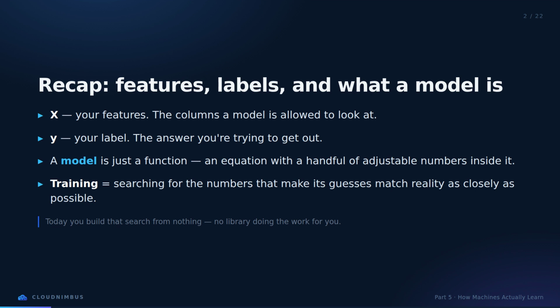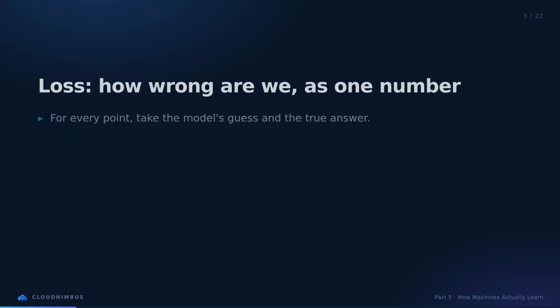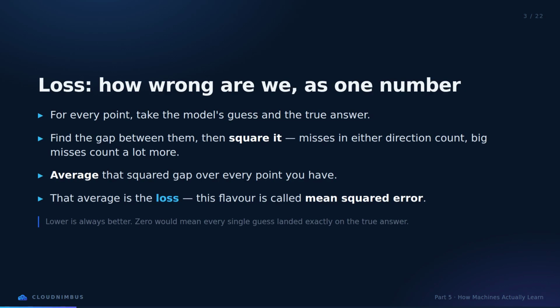What actually is a model? Strip away the mystique, and it's remarkably plain. A model is a function, an equation, with a handful of adjustable numbers inside it. Training a model means nothing more than searching for the values of those numbers that make the function's guesses match reality as closely as possible. That's it. That's the whole secret. Today you build that search from nothing.